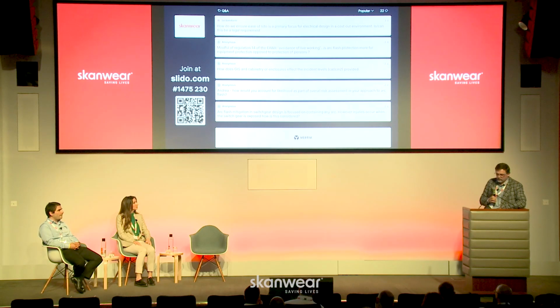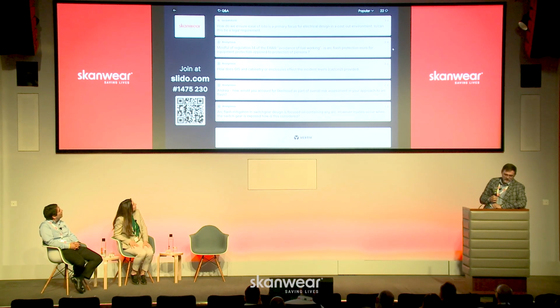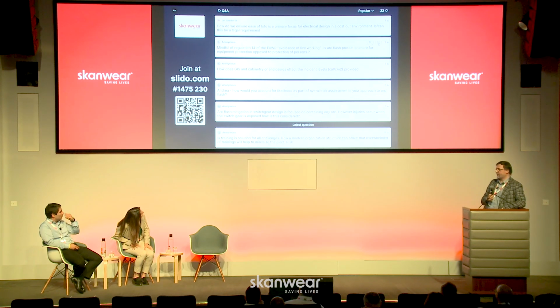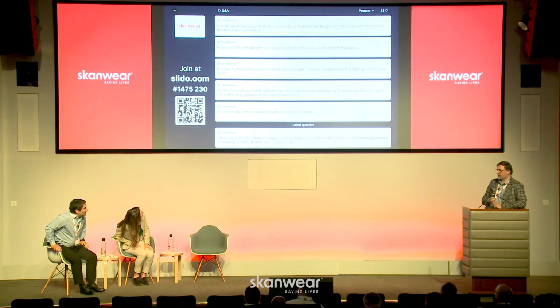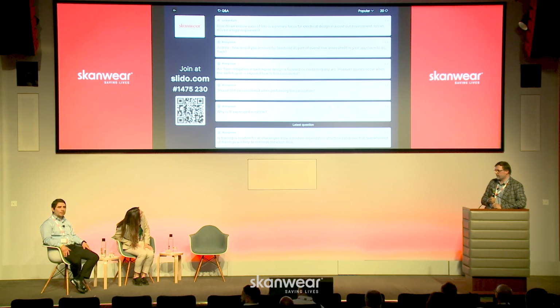I have one more for you, Sertac. How does GIS and cabinetry or enclosures affect the incident level provided? I don't have the numbers in calories per square centimeter, but with GIS, the ideal expectation is having no arc flash, because it will be contained inside the cabinet and is not going to affect any external equipment or the personnel. In normal switchgear, I don't have any numbers for that one, to be honest.